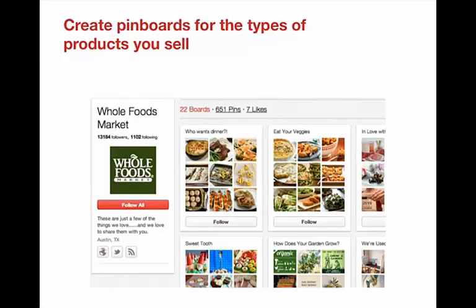What's for dinner? Or who wants dinner? Eat your veggies. How does your garden grow? Sweet tooth, with desserts. These are all categories that I'm sure they know, with their large customer base, they have an idea of what really is interesting to them. So these images, once on Pinterest, are driving traffic back to the Whole Foods Market website. And that's what's key to understand, that's the power of this from a marketing perspective: you're driving people back to wherever these pictures came from, which ideally will be on your website.